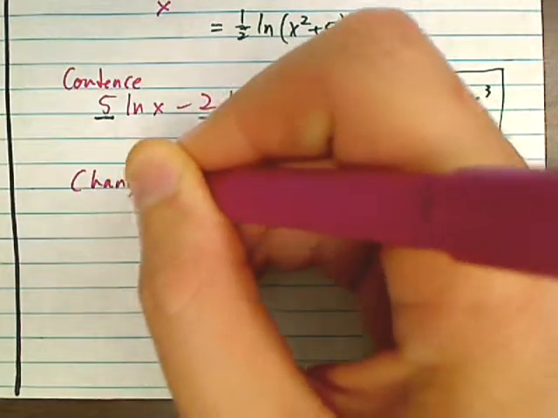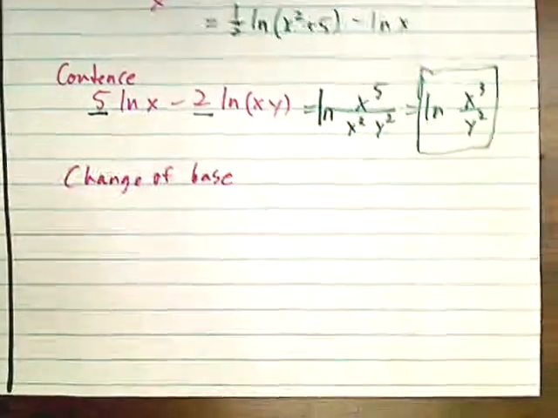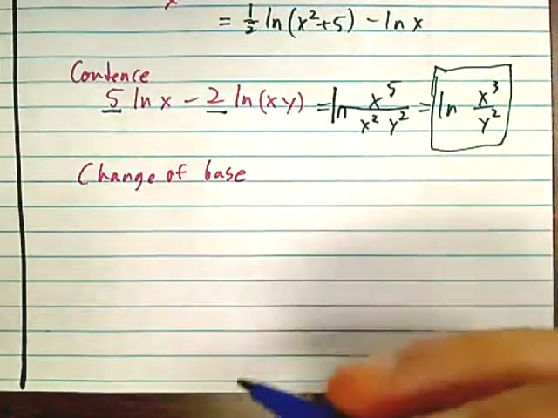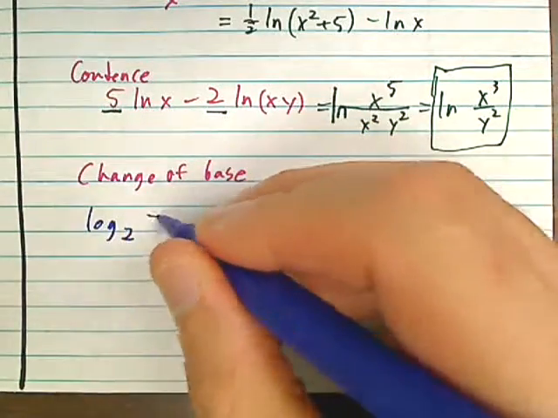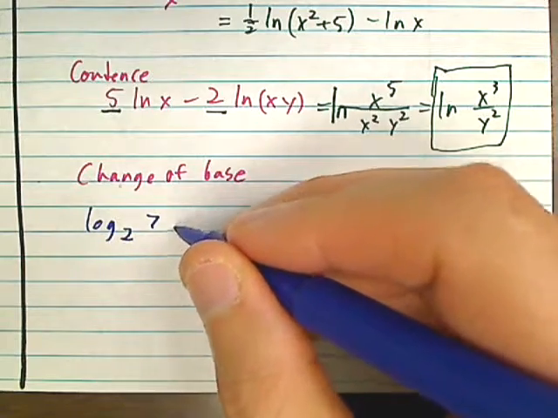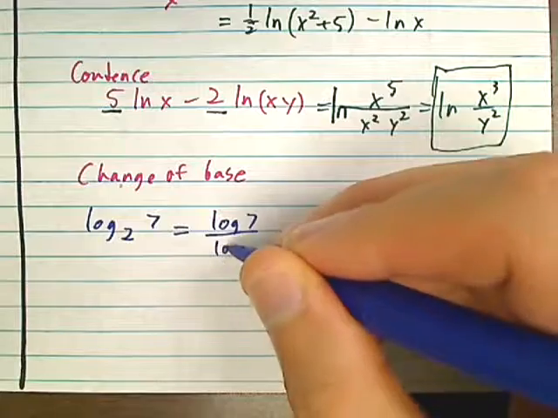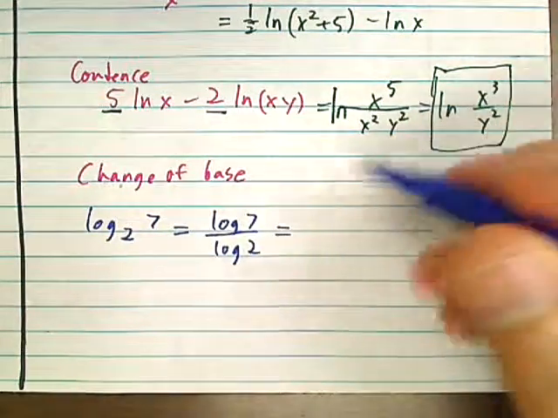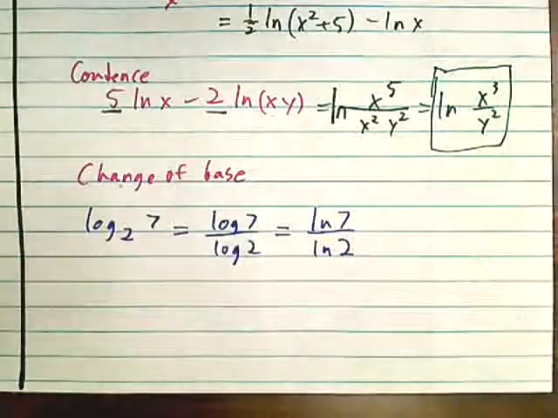Change of base. And every logarithm is just a multiple of another logarithm, so it shouldn't be too unintuitive that what I'm about to tell you is true. Okay, so if you have log base 2 of 7, you can evaluate that with either log or natural log. You could say log 7 over log 2. This is now base 10. Or you could say natural log of 7 over natural log 2. Okay, either one would work.